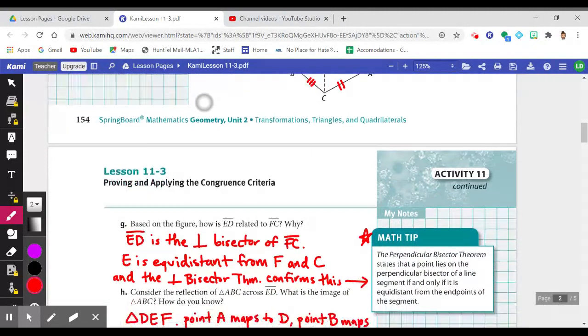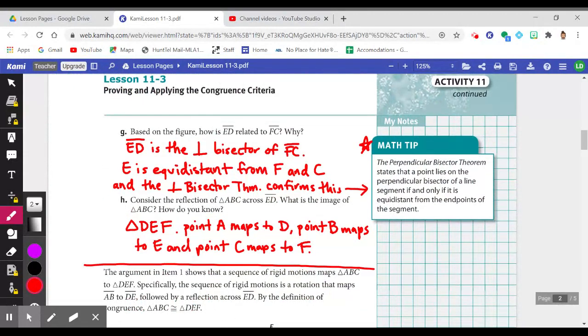So as we press forward, G then asks, based on the figure, how is line segment ED related to line segment FC, and why? So I said that line segment ED is the perpendicular bisector of FC, and it's all hinging on this new theorem over here. The perpendicular bisector theorem states that a point lies on the perpendicular bisector of a segment if and only if it is equidistant from the endpoints of the segment.